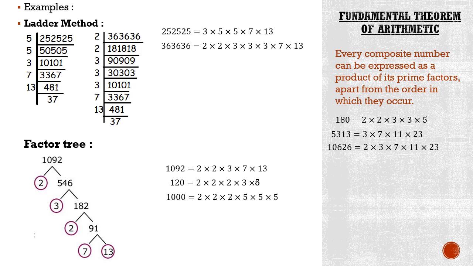So this is all about the fundamental theorem of arithmetic. It's very simple, and we can say that the fundamental theorem of arithmetic deals with prime factorization of the given composite number, and every composite number can be written as a multiplication of its prime factors.